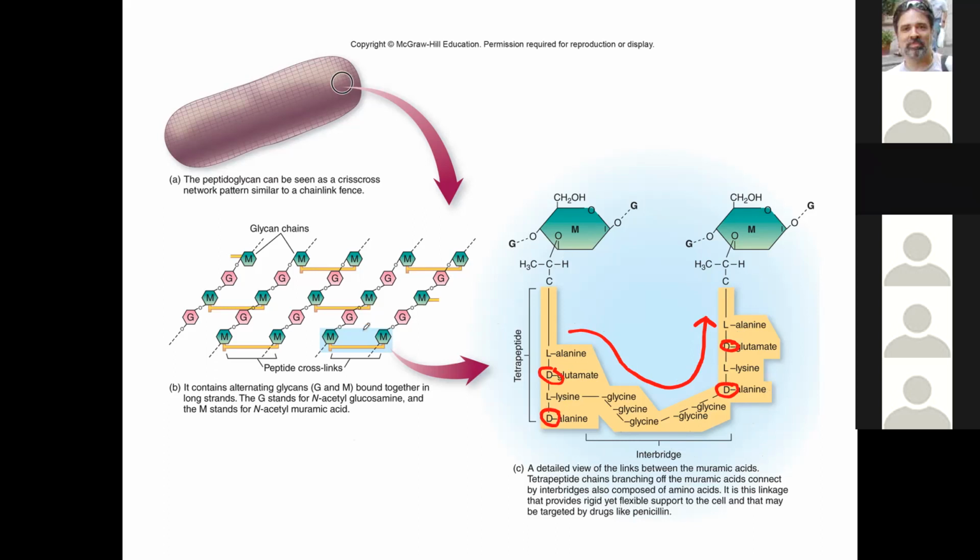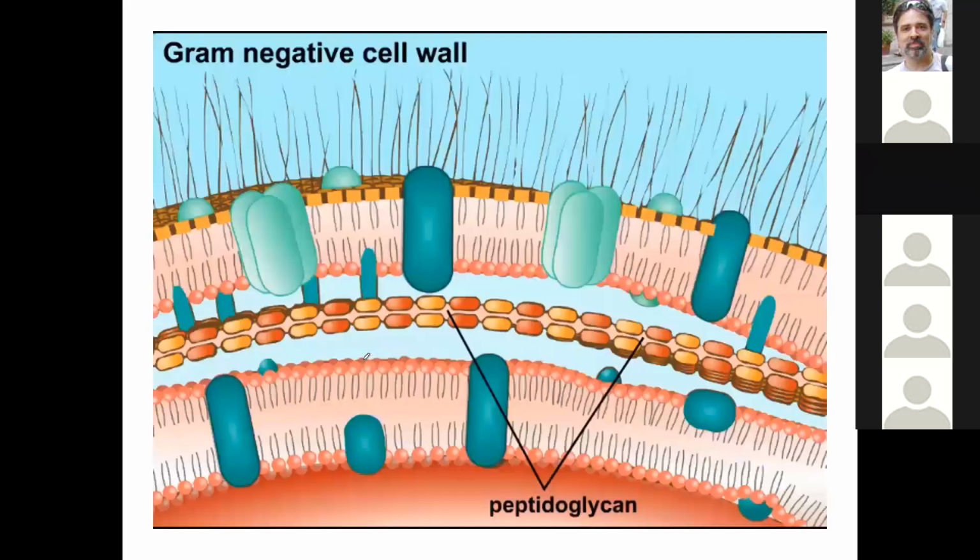And then you use that to cross-link these N-acetylglucosamine and N-acetylmuramic acid polymers. So it's double tough. You've got longitudinal and you've got horizontal stability here. So let's look a little bit deeper at the structure of the cell wall.